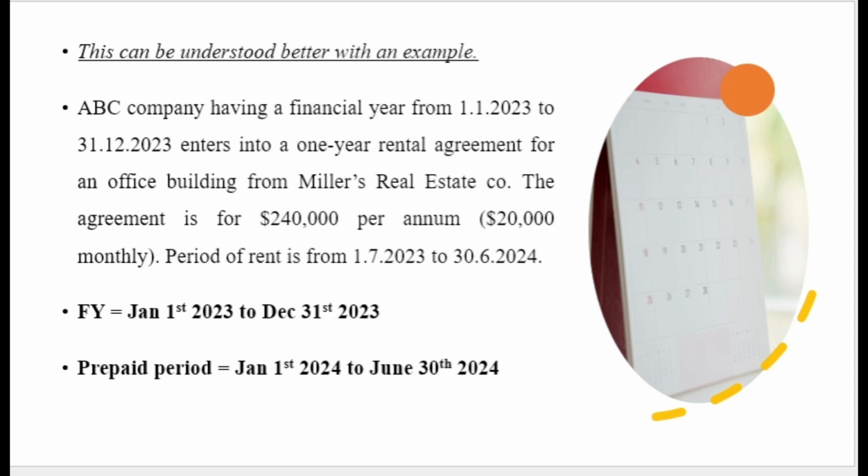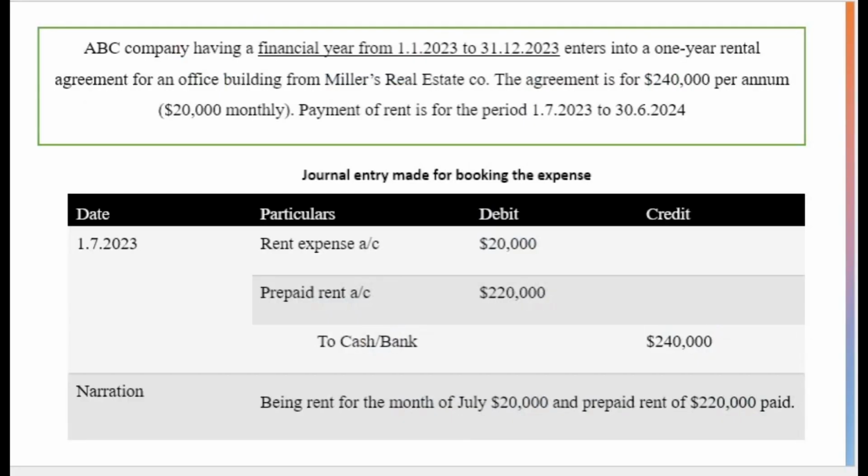Now let's see what the journal entries are that separate this payment. We use the same example. ABC company, having a financial year from January 1st to December 31st, enters into a 1-year rental agreement for an office building from Miller's Real Estate Company. The agreement is for $240,000 per annum, that is paid in full, and that means monthly $20,000. Rent is paid for the period of 1/7/23 to 30/6/2024.